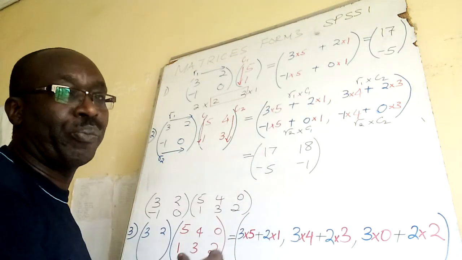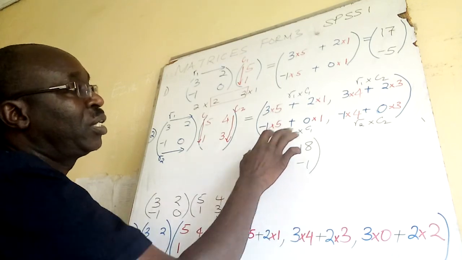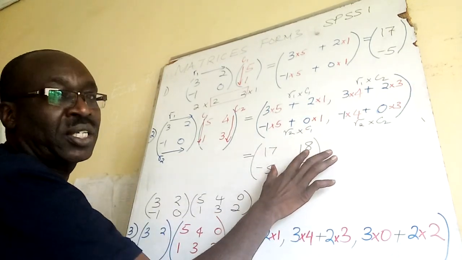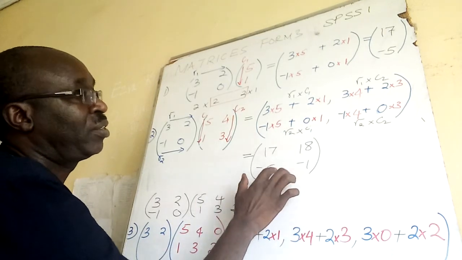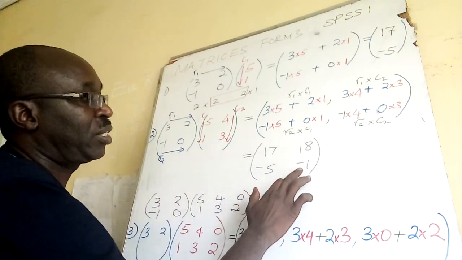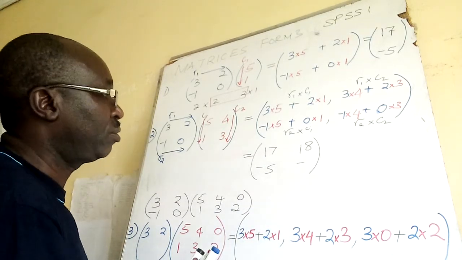Then you can now compute. This is 15 plus 2, 17. This is 12 plus 6, 18. This is -5 plus 0, -5. And this is -4 plus 0, -4.